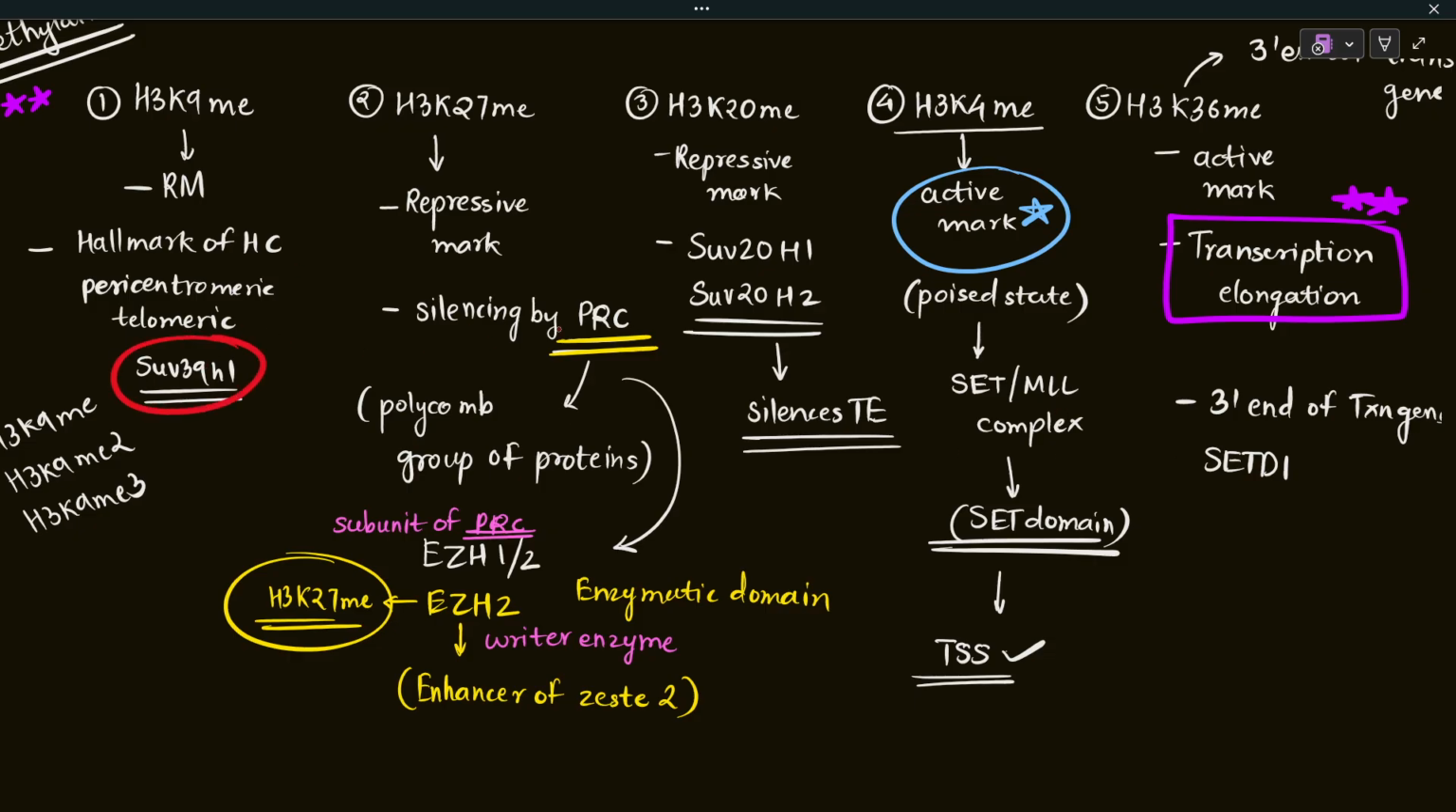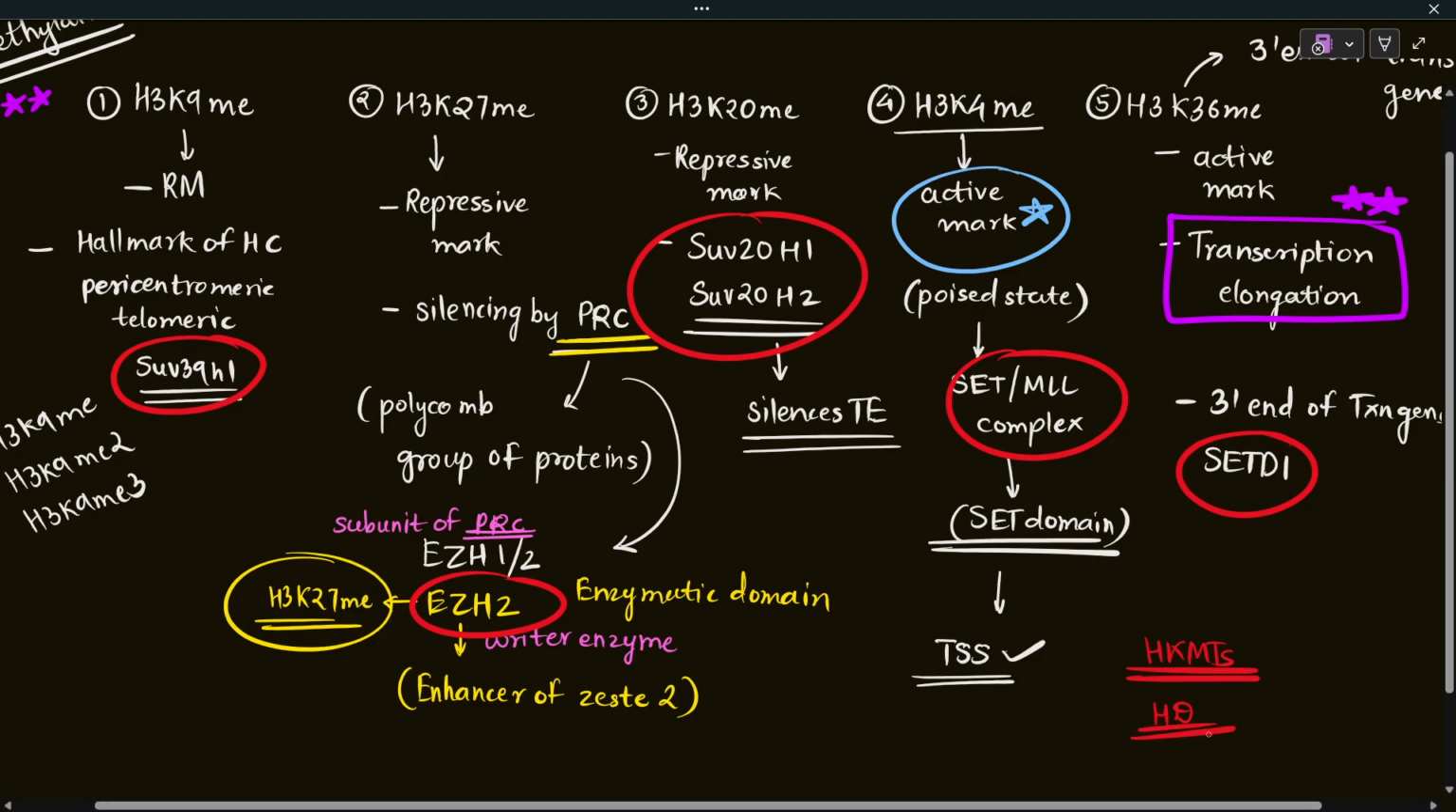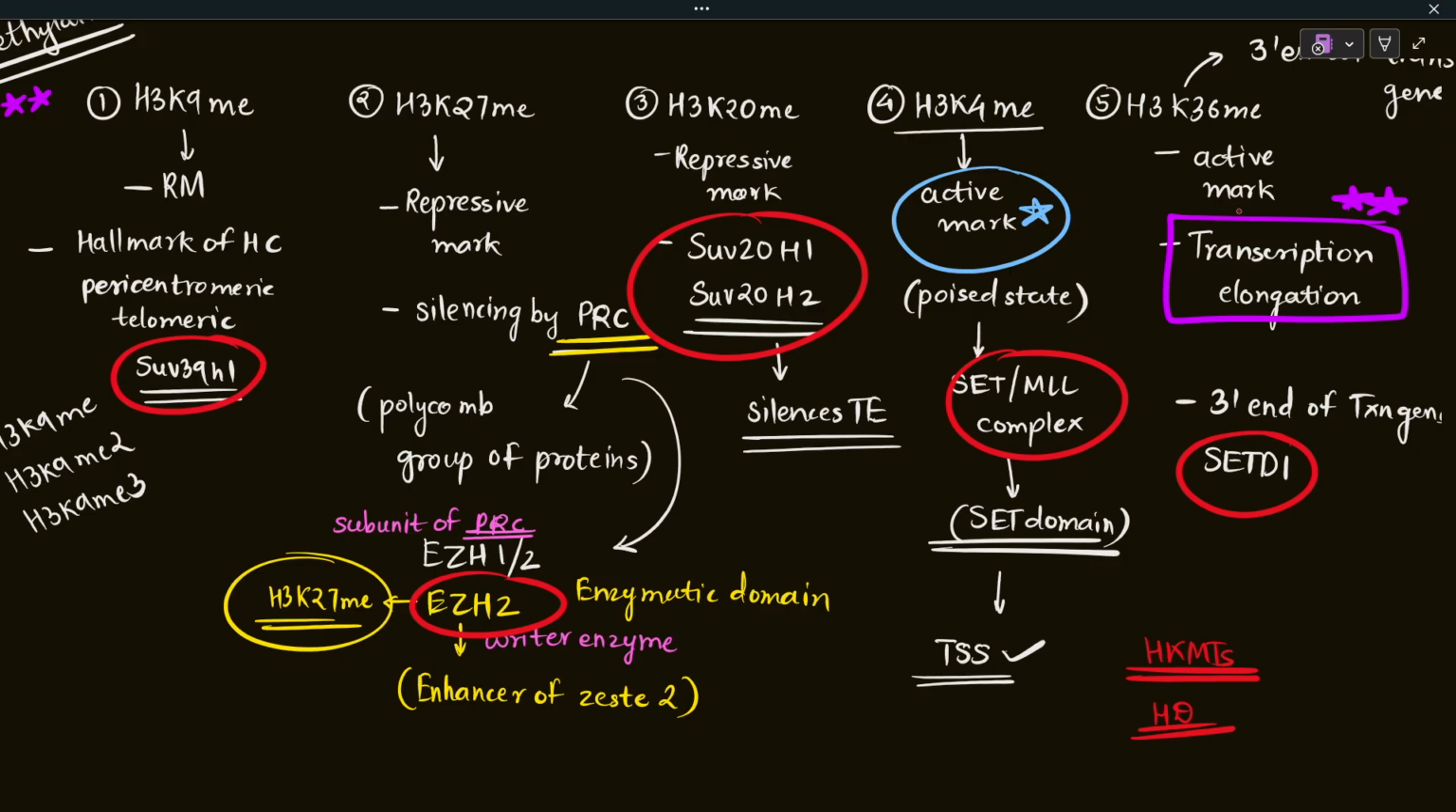These enzymes, we will discuss in detail in the next lecture, as well as the demethylases. So these are the HKMTs, the histone lysine methyltransferases. We will also discuss the histone demethylases, what the catalytic domain of those enzymes is, and how they function. Which enzyme adds which mark, we have already covered in this lecture.